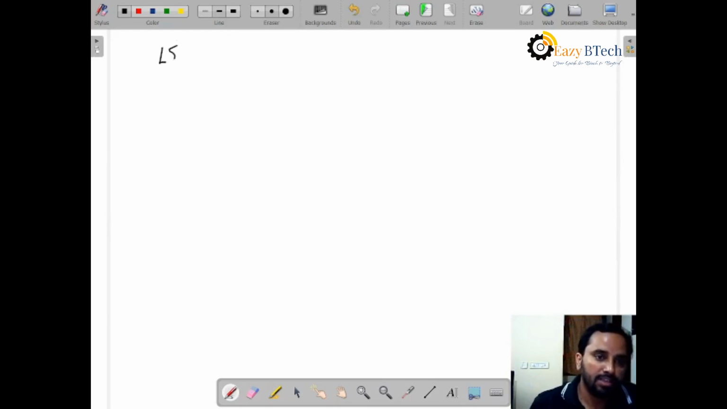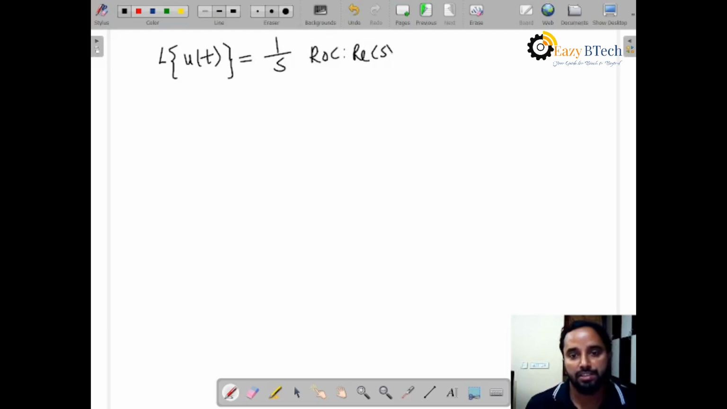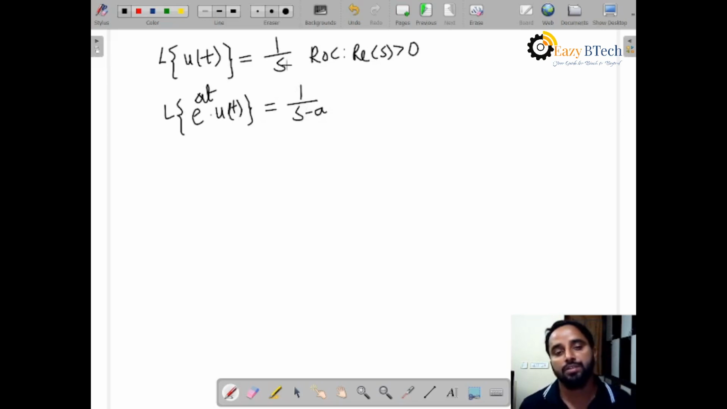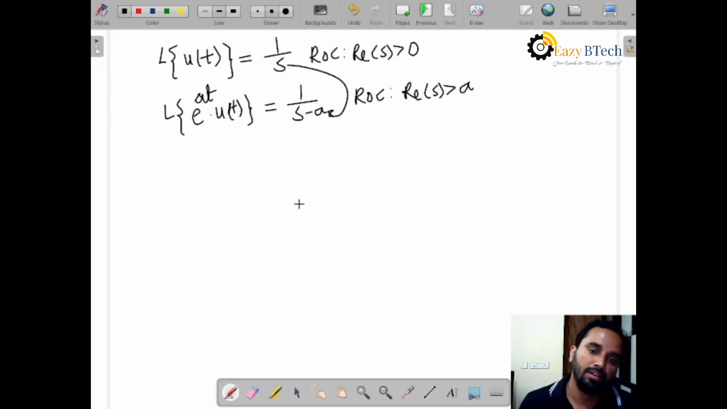We know the Laplace transform of u of t is 1 by s, and the ROC we also know: real part of s is greater than 0. Now this u of t is multiplied by e power at. So what is the Laplace transform of e power at u of t? 1 by s minus a. So s is becoming s minus a, right or not? And the ROC is real part of s greater than a. The same concept we are going to apply.